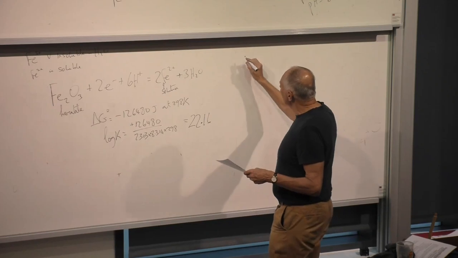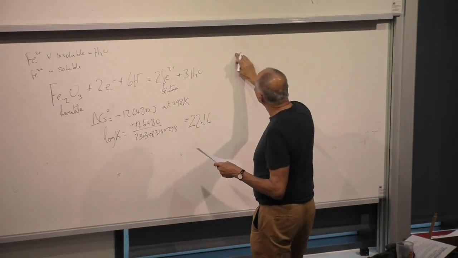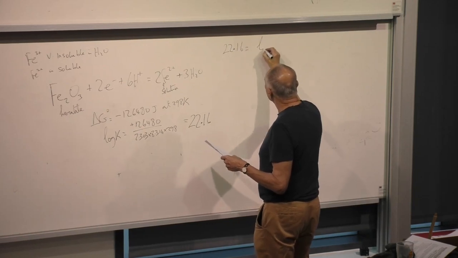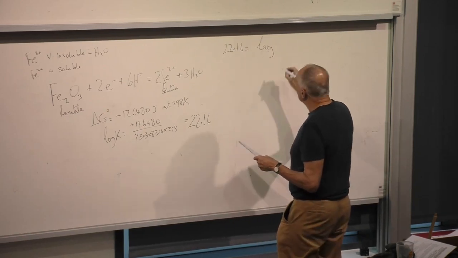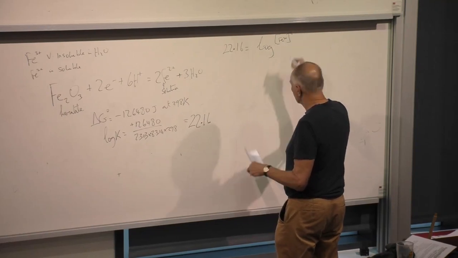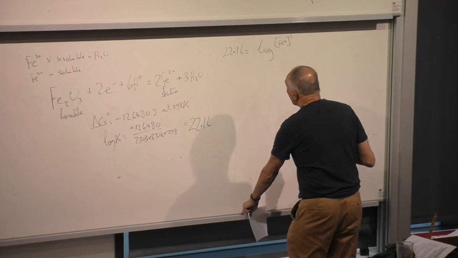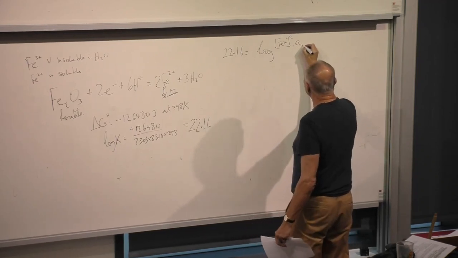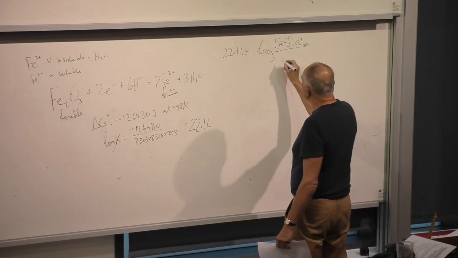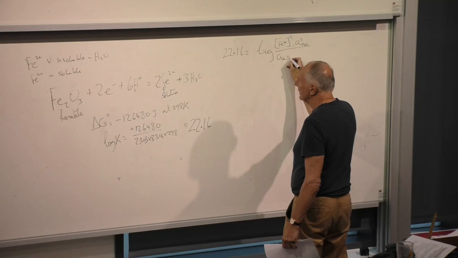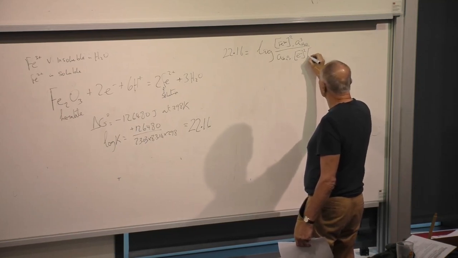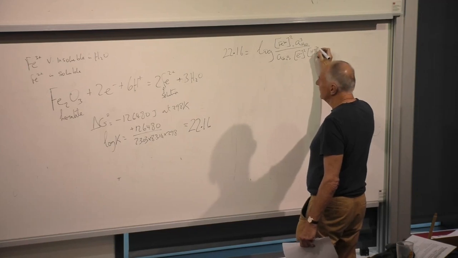So 22.16 is the log of Fe2+ squared times the activity of H2O cubed over the activity of Fe2O3 times electron activity squared times hydrogen ion activity to the sixth.